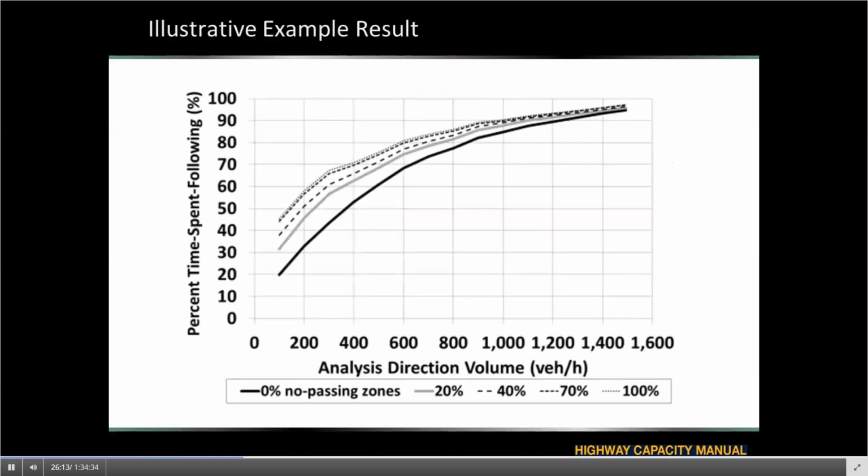This graph from the two-lane highway chapter illustrates the sensitivity of percent time spent following, used to determine level of service on some types of two-lane highways, to analysis direction volume and the percentage of no passing zones. It can be seen that percent time spent following increases with both increasing volume and increasing no passing zones, and that the result is highly sensitive to the choice of percentage of no passing zones at most volumes. The graph also indicates generally the expected range of percent time spent following results for a given analysis direction volume.